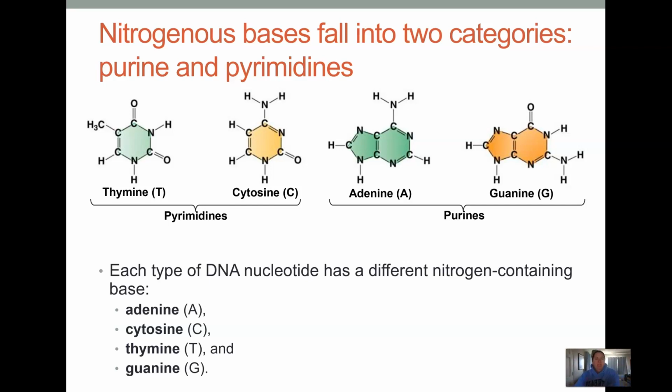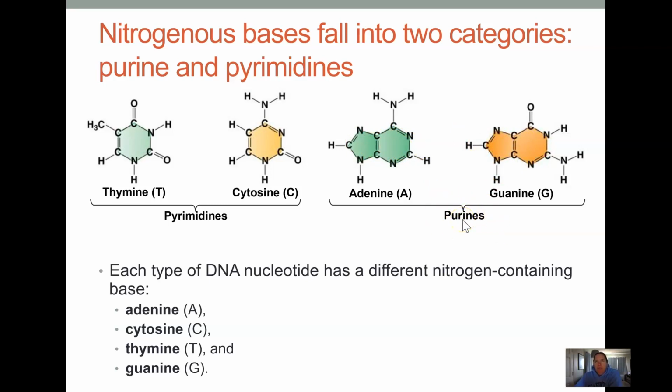All right, okay. Our nitrogenous bases fall into two categories. We're going to call the thymines and cytosines, notice that they both have a single ring structure, pyrimidines. And the adenines and guanines are both made up of two ring structures. You can see the double ring structure in both of these, and we call these purines.